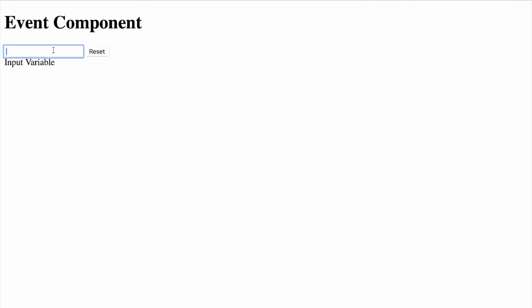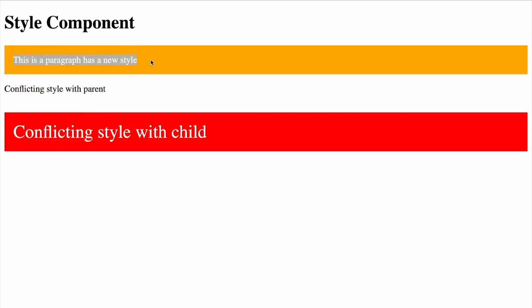components. Next we'll look into a component that has available events that we can listen to. These events are triggered inside the component but can be listened to in the parent component. And after that, we'll cover how styles work in components and how conflicting styles are resolved in Svelte.